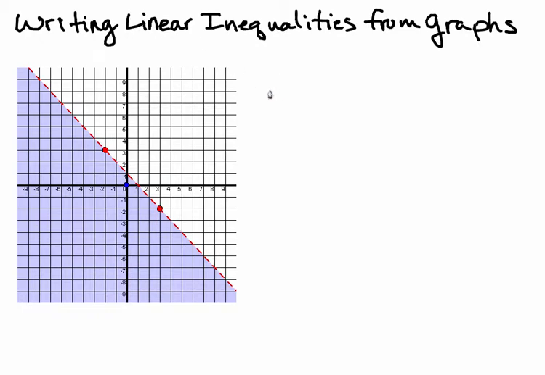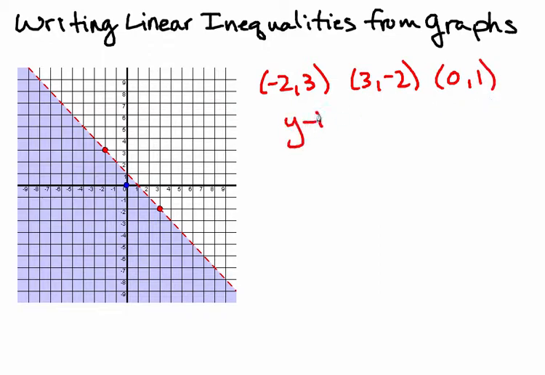This particular example has points that go through (-2, 3). That's the first red dot on the left. (3, -2). And if I look a little bit closer, I can tell that it goes through (0, 1) as the y-intercept. So I actually know already that my y-intercept is going to be 1.